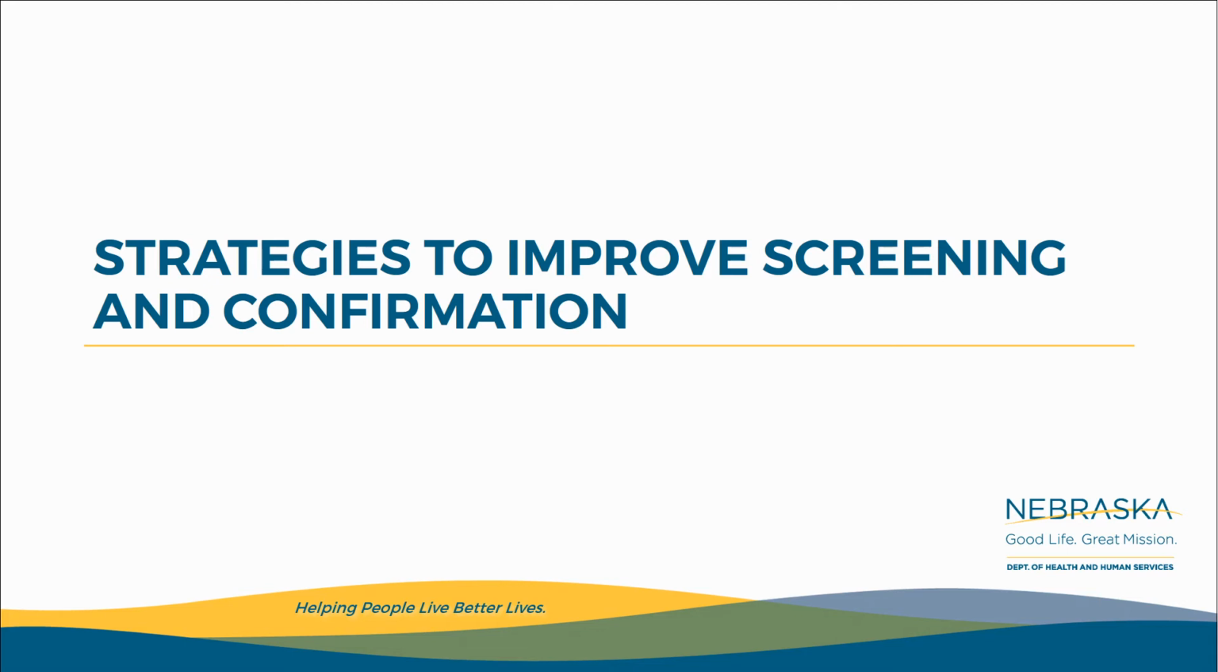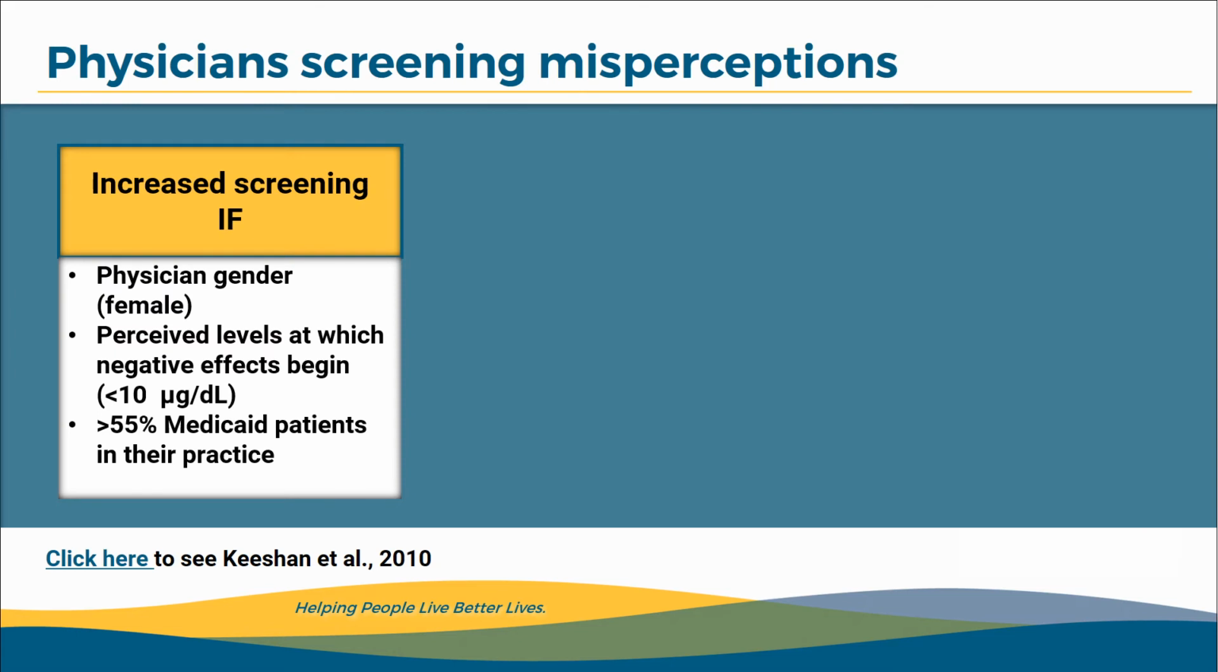Let's move on to strategies to improve screening and confirmation. We know that screening rates are low in many states, even though there are national and state policies for testing. Keeshan's study looked at physicians' own explanations for lower screening rates. Not surprisingly, they cited parental opposition and lack of compliance as major factors, as well as negative responses to the risk assessment questionnaire. The burden on staff and the difficulties of collecting a sample during the visit also played a role.